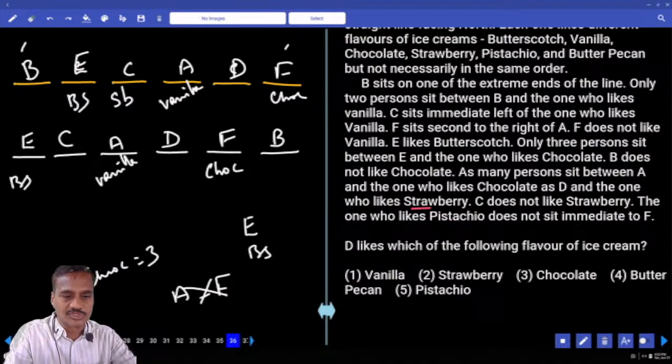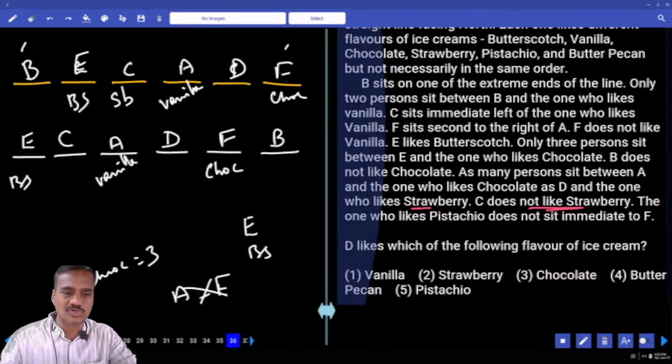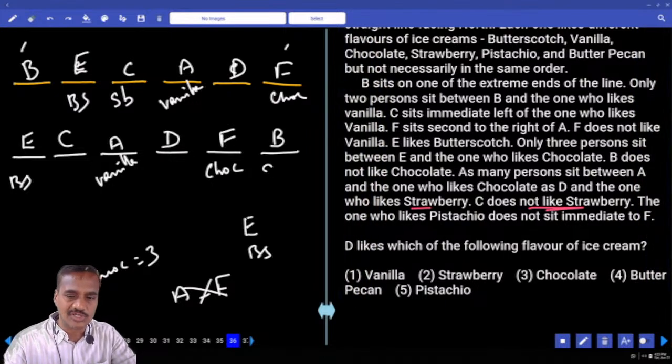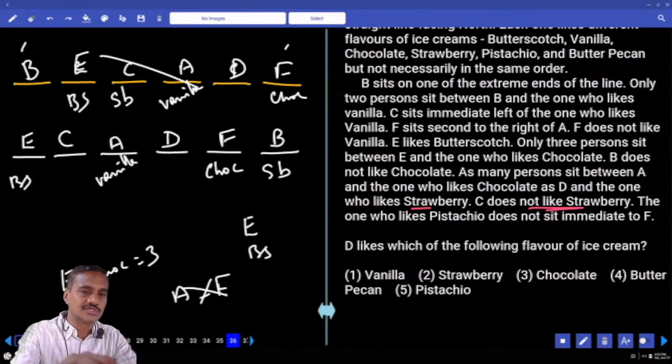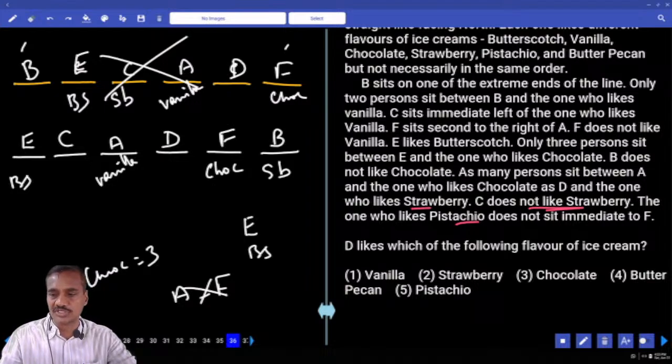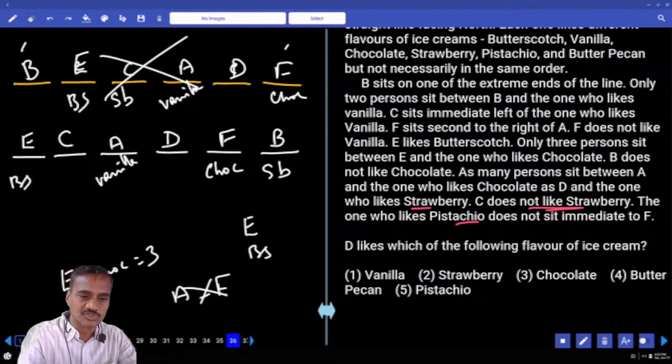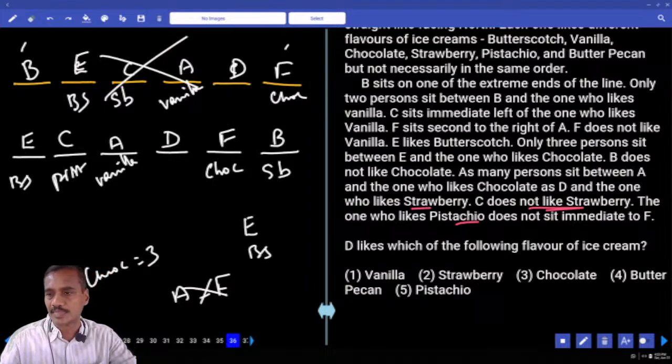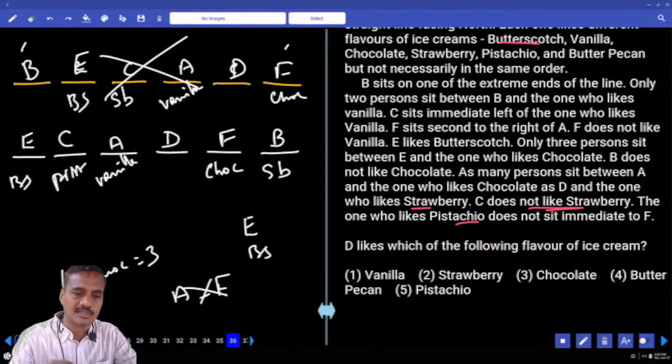Now strawberry has two chances. And C does not like strawberry. C does not like strawberry here. Now the first case is ruled out, clear? Because she likes strawberry. The one who likes pistachio does not sit immediate to F. And as pistachio is not immediate to F, C is pistachio. Then what else is left over here? Butterscotch, butter pecan. Now butter pecan must be D.